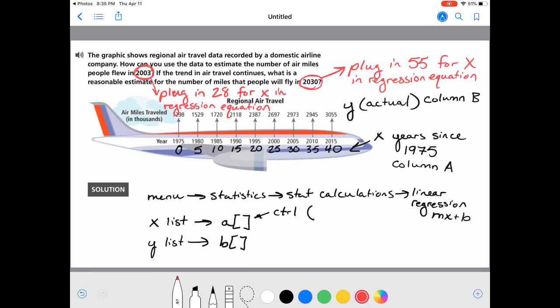When you solve the regression equation after you've plugged those numbers in for X, that's what's going to give you your predictions for how many miles people flew in 2003 and how many miles people will fly in 2030. So this is an example of how we can use this linear regression in a business or other formats like this to predict what's going to happen based on data trends.